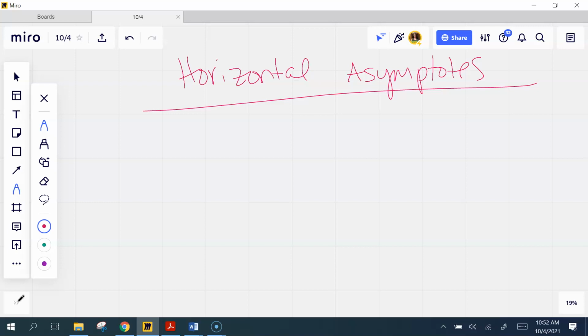Let's go back to our little friend, the reciprocal function.